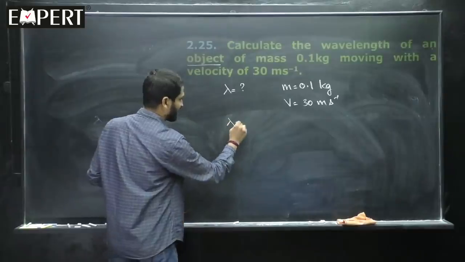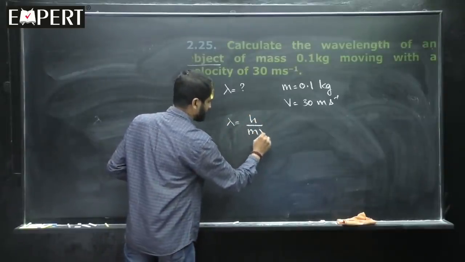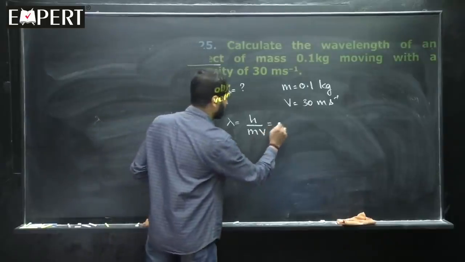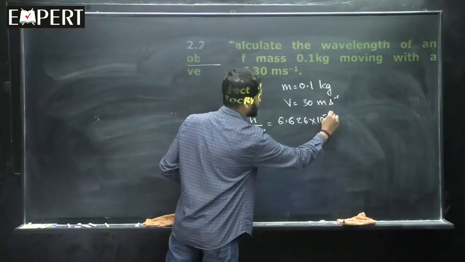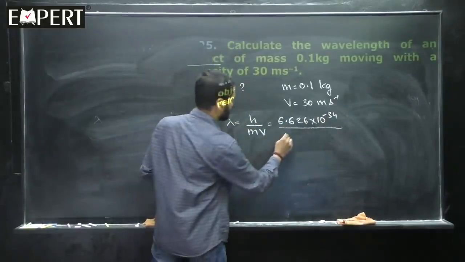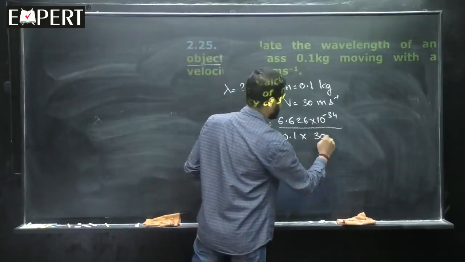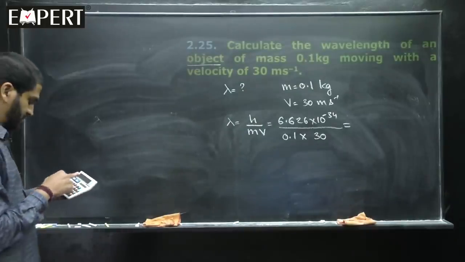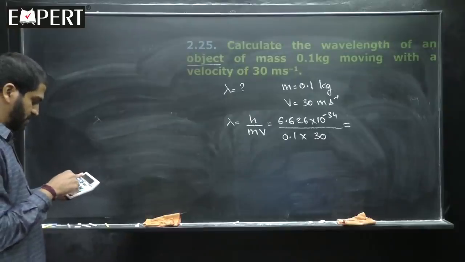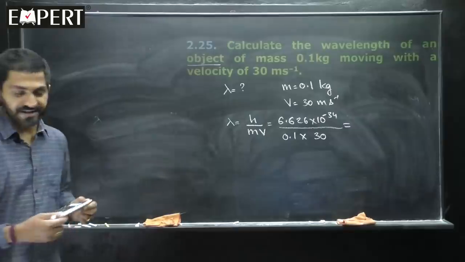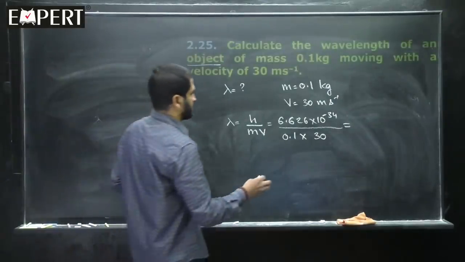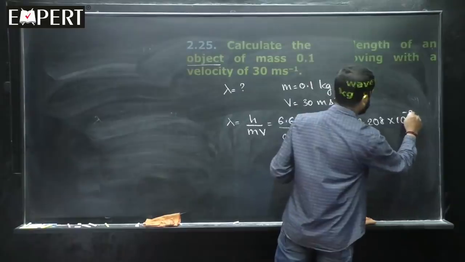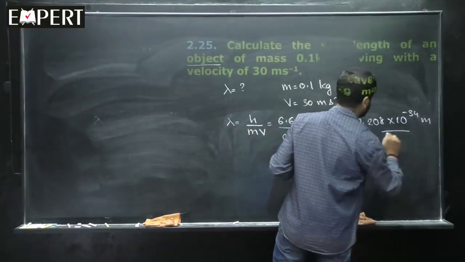We know the equation, lambda equals h by mv. First you write the equation, you will get 1 mark. Wavelength and mass means you have to use this relation, correct, which is equal to 6.626 into 10 to the power minus 34 divided by mass 0.1 into velocity 30. Calculate: 6.626 divided by 0.1 divided by 30, 2.208.